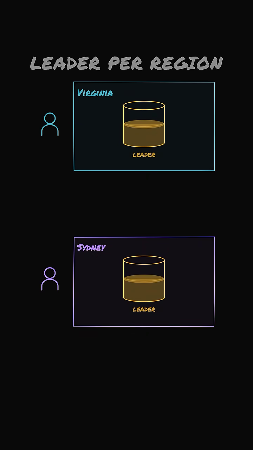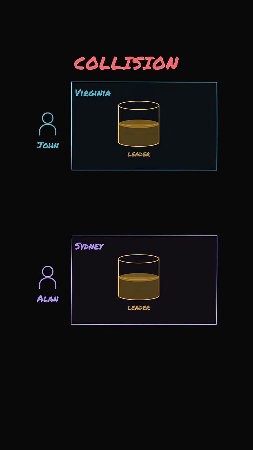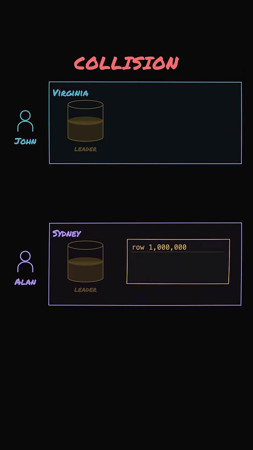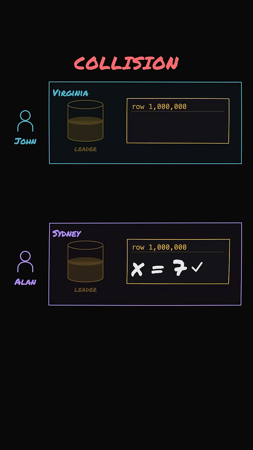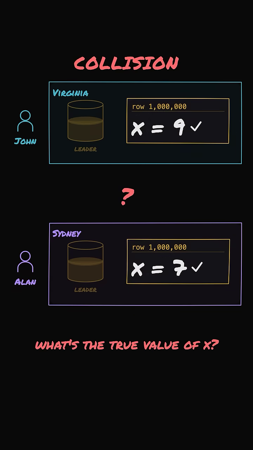But this architecture has a massive challenge. Let's say we have two users, Alan and John. Alan accesses row number 1 million and changes the value of X to 7 in the Sydney region. And at the same time, John also accesses the same row in the Virginia region, row number 1 million, and changes the value of X to 9. Both leaders in Virginia and Sydney accept the write because neither leader knew about the other write. So now what's the true value of X?